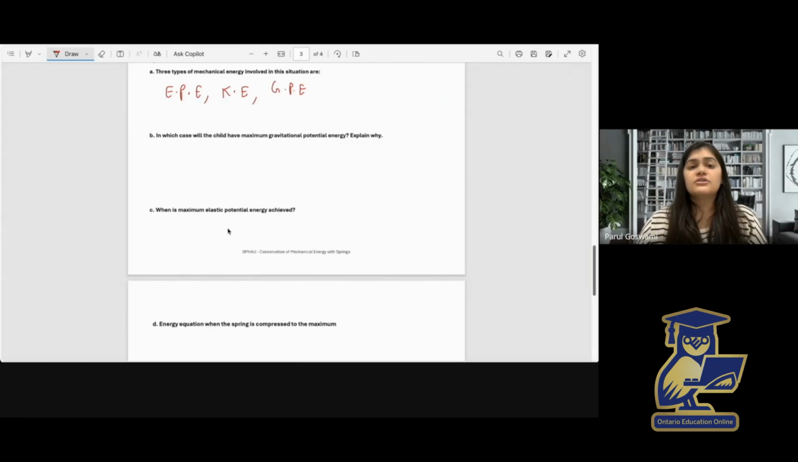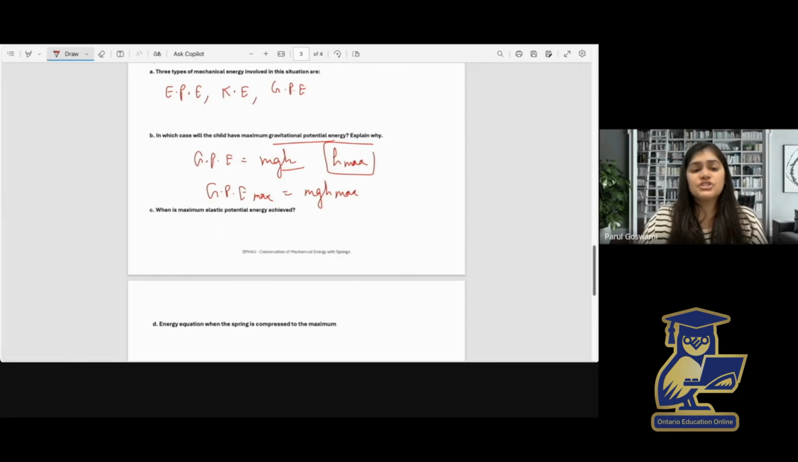Part B is, in which case will the child have maximum gravitational potential energy? Explain why. So, the child will have maximum gravitational potential energy at the highest point. This is because gravitational potential energy depends on height. So Eg equals mgh. So we can write Eg or GPE, gravitational potential energy, equals mgh. So at maximum height, h max, GPE is going to be maximum.